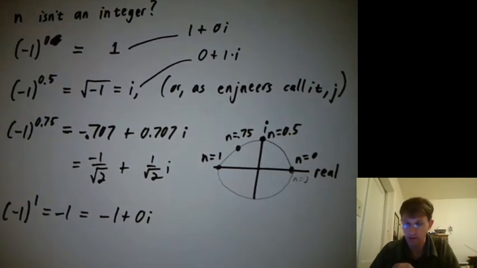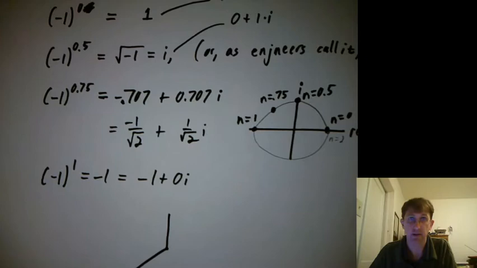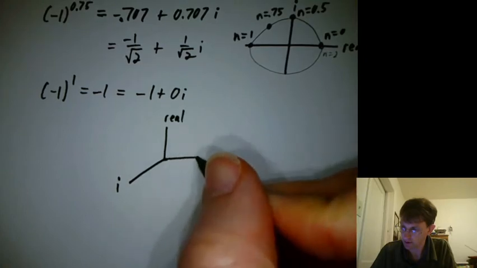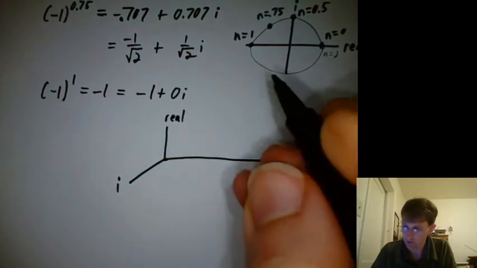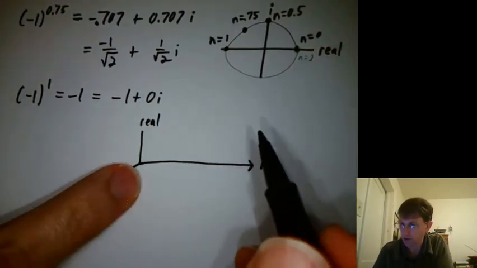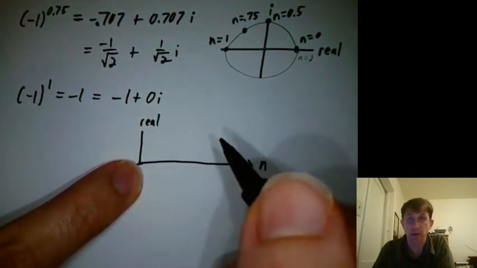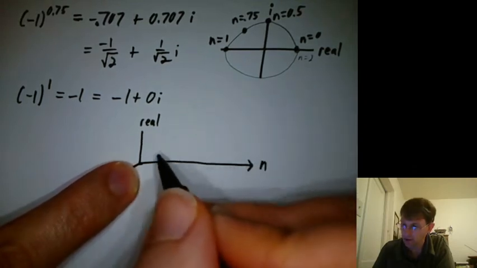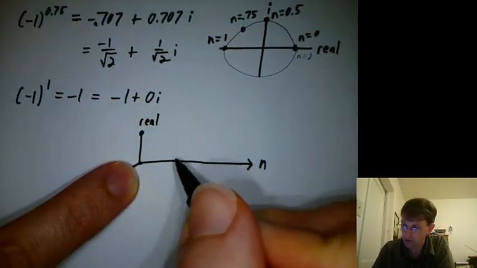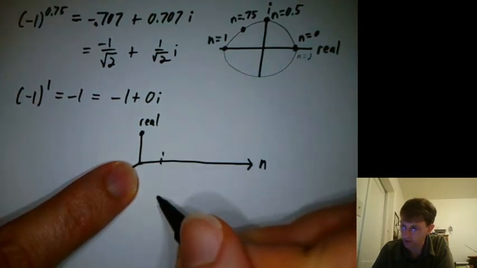Another good way to think of this is in 3 dimensions, of course. Let's say we have our axes like this, where this is the imaginary axis, this is the real axis, and this is n. What's happening when n is 0? We had a real value of 1. So notice without the imaginaries here, this is like x and this is y, the way that Desmos would do a plot, for example. So when n was 0, we had a real value of 1. So we were up here. When n was 1, we had a real value of -1. So we were down here.